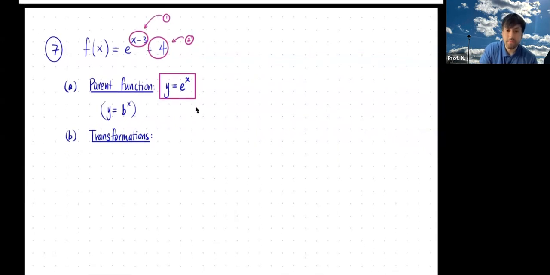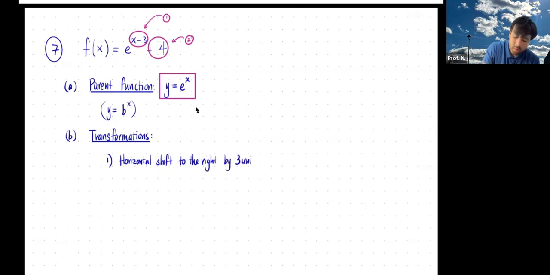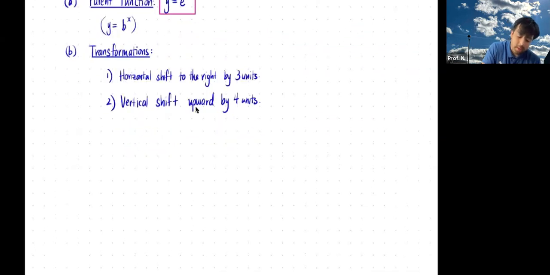It's a horizontal shift right and a vertical shift up. Very good, Tiffany. That's right. So the first one is a horizontal shift to the right by 3 units. And then number 2, it's a vertical shift upward by 4. So far, so good.